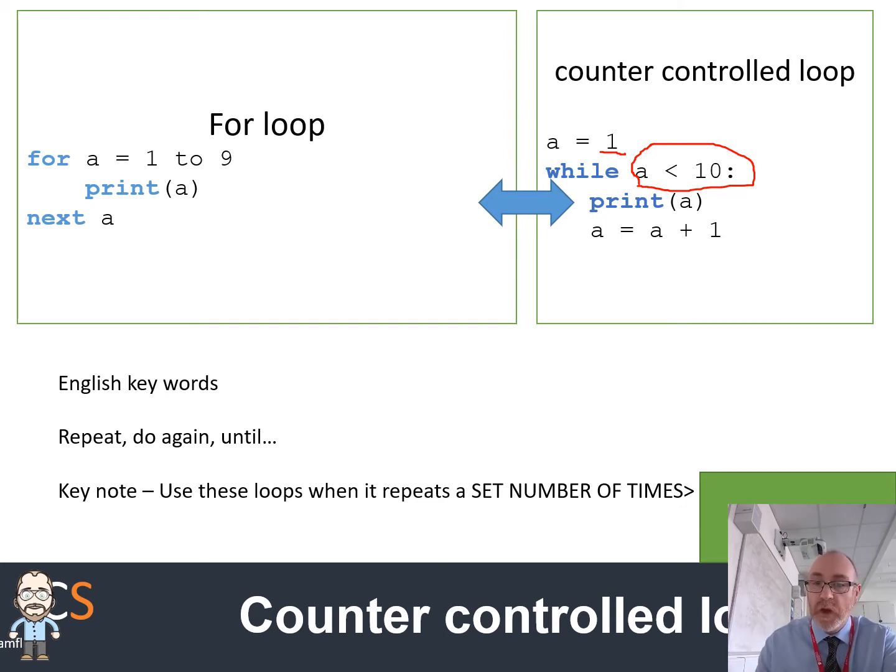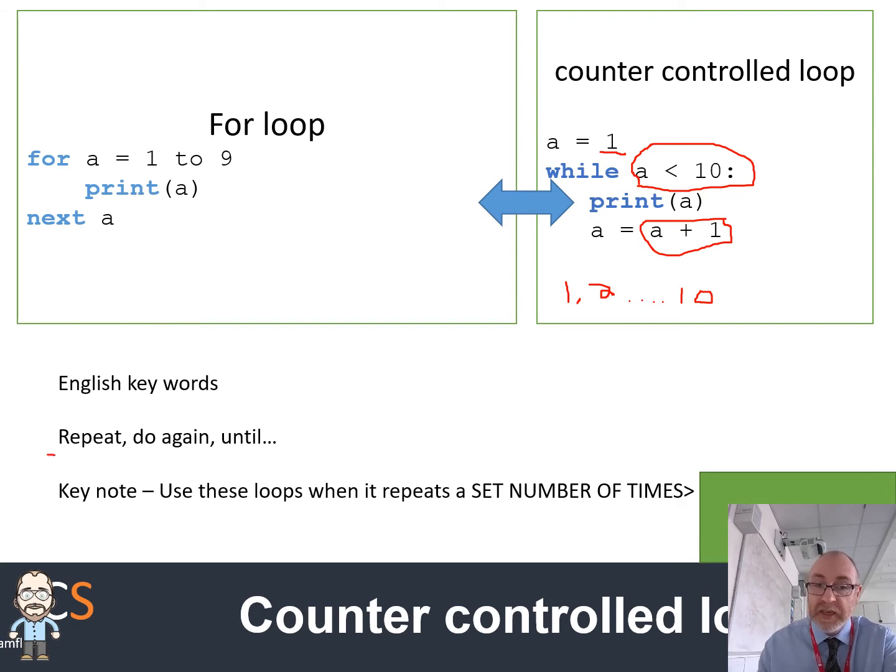And then we have a way of getting from the start to the end. What this will do is generate a number pattern. In this case, the number pattern is 1, then 2, all the way until A is 10. And as soon as A is 10, it will stop looping.